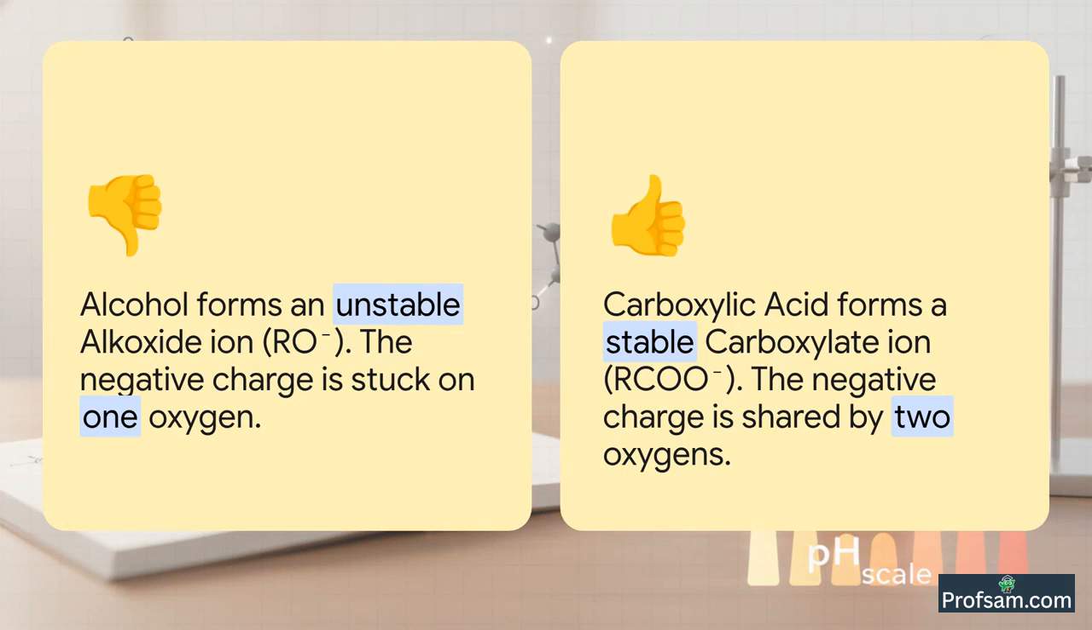Let's compare this to an alcohol. When an alcohol loses a proton, it forms something called an alkoxide ion. Here, the negative charge is stuck. It is localized on just one single oxygen atom. This is like one person taking all the burden. It is very unstable. But look at the carboxylic acid. When it loses its proton, the carboxylate ion that is formed can share the negative charge between two oxygen atoms, and this sharing makes the ion incredibly stable.